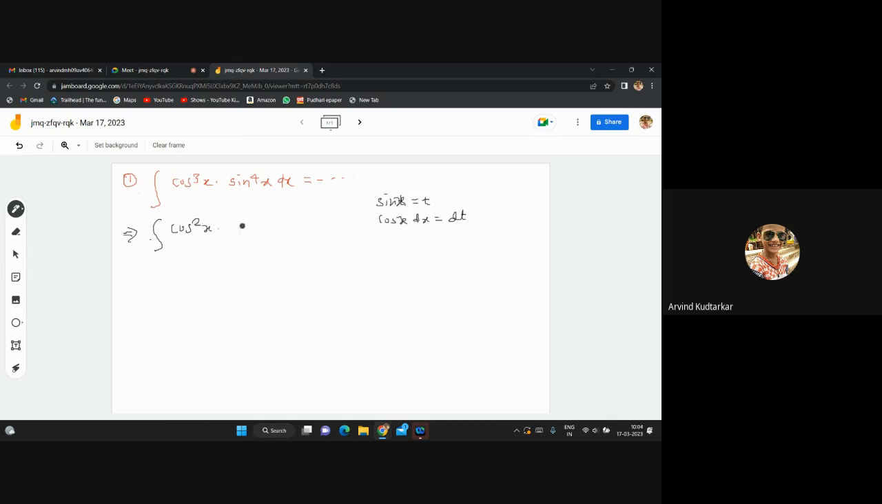And what is that? Sin x raised to 4 means what? Sin to the power 4 x into cos of x dx. So cos of x dx is dt, and cos square x means what? It is 1 minus sin square x. So if you write it in the form of 1 minus sin square, and already what we have taken as substitution, sin x is equal to t.